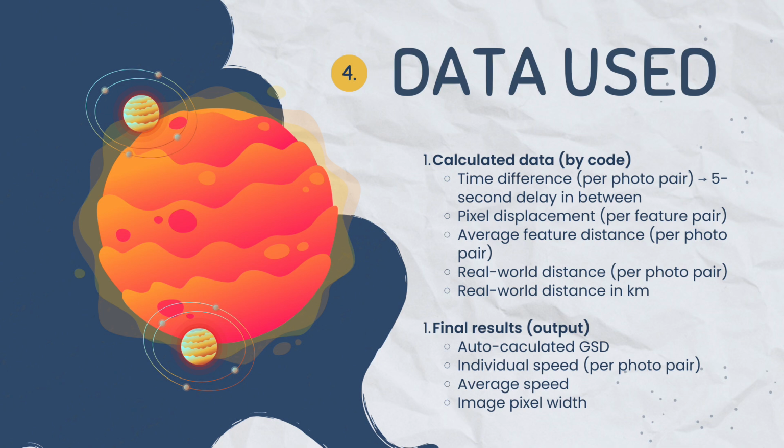The analysis began with processing calculated data generated via code, which included the time difference between each photo pair set to a consistent 5-second interval, pixel displacement, average feature distance, and real-world distance. Leveraging this foundational data, the final output results were auto-generated, including the automatically calculated ground sample distance known as the GSD, individual speed derived, overall average speed of the observed objects, and the pixel width of the input images, all of which collectively formed the core quantitative findings of the experiment.